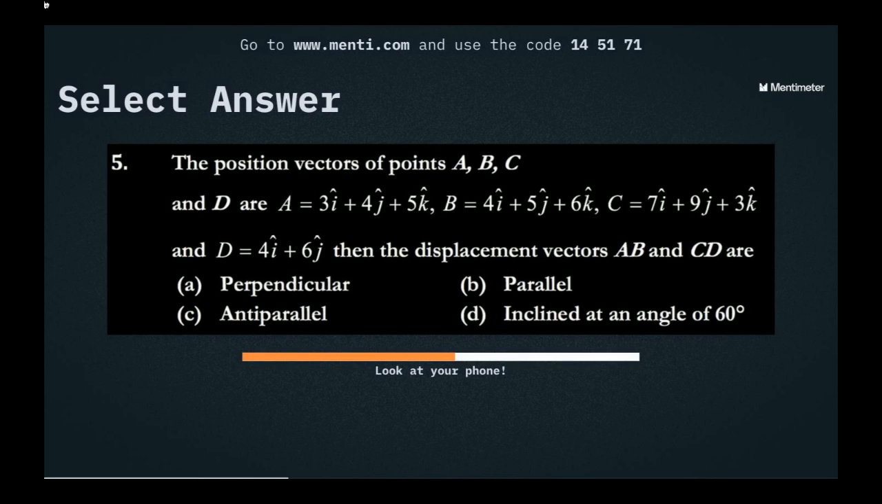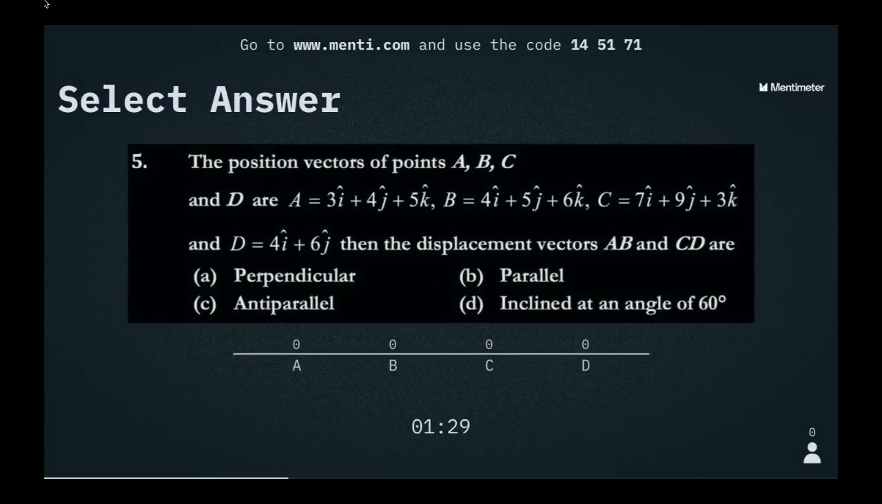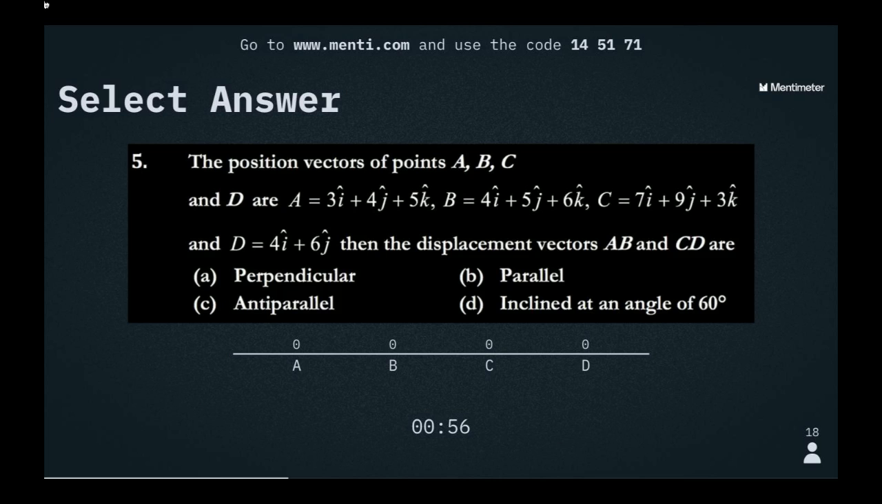The position vectors of points A, B, C, and D are given. Then the displacement vectors AB and CD are: perpendicular, parallel, antiparallel, or inclined at an angle of 60 degrees. Relax, read and respond. How did you do? Did you get it right or wrong? 22.992 seconds to answer.